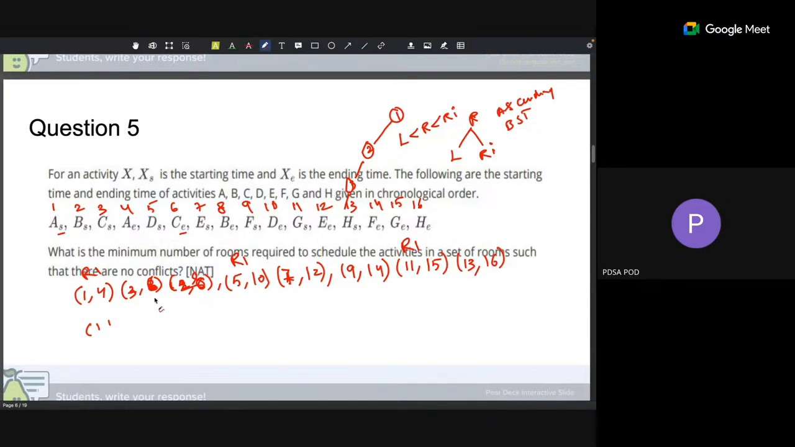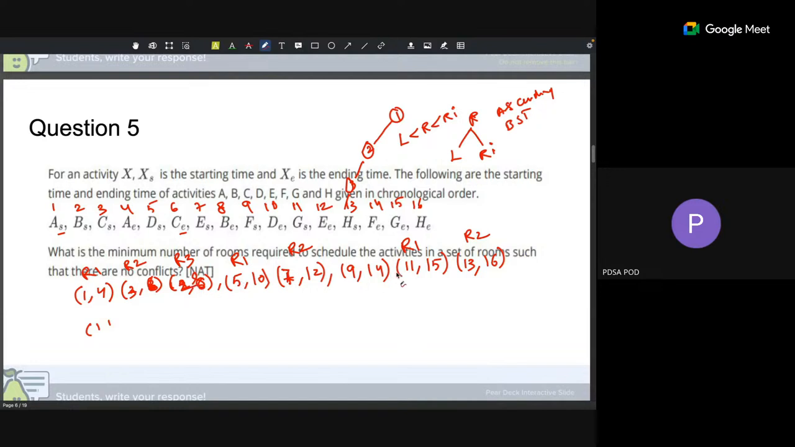Now another room we started, room number 2. It is 6 that ended, so yes, I can use it for this one. 7, yes, this is R2. So this 12 is ended, so I can use it for this one. Yes, so still only the two. That is the R3 room, the third room.